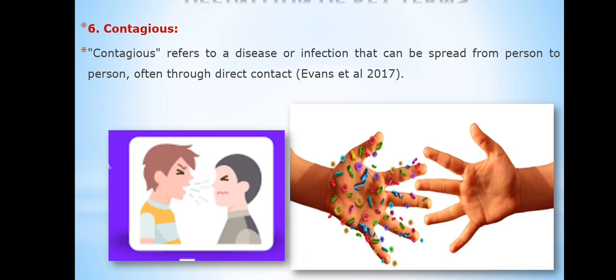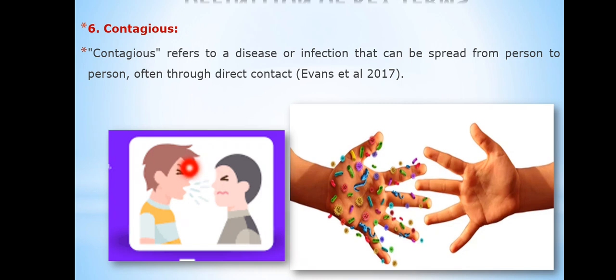Then there's also this particular term which we refer to as contagious. So when they say something is contagious, it simply means that it can be transmitted from one individual to the other, most likely in an easy way. So contagious refers to a disease or infection that can be spread from one person to another, often through direct contact. So when we say viral diseases are very contagious, it simply means that they can be passed on from one individual to the other. In short, they are communicable diseases. They bring about what we call communicable diseases.